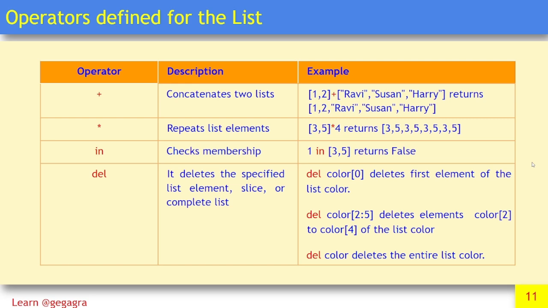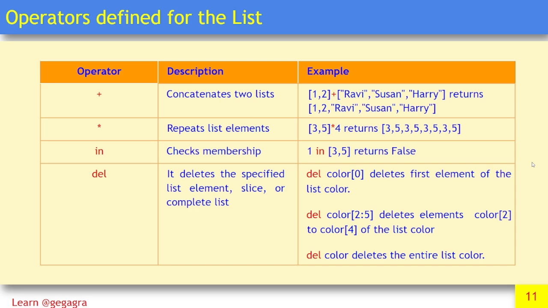So here, if I apply plus, it means concatenation. If you apply this operator on two lists, it will concatenate both the lists. Suppose I have a list 1, 2, and the second list is the names, Ravi, Susan, and Harry. This will return 1, 2, Ravi, Susan, and Harry. When I apply the asterisk sign, it repeats the list itself.